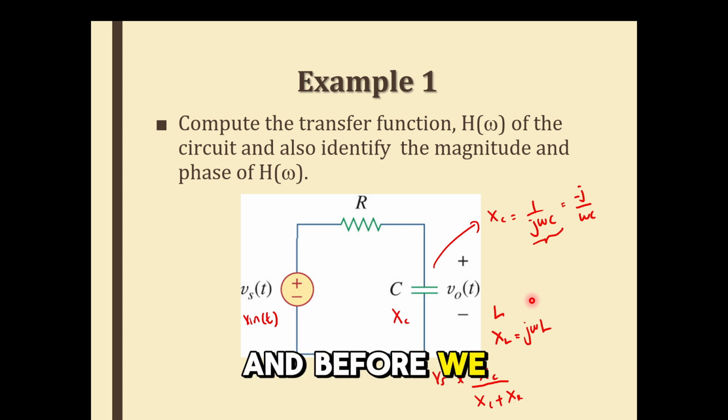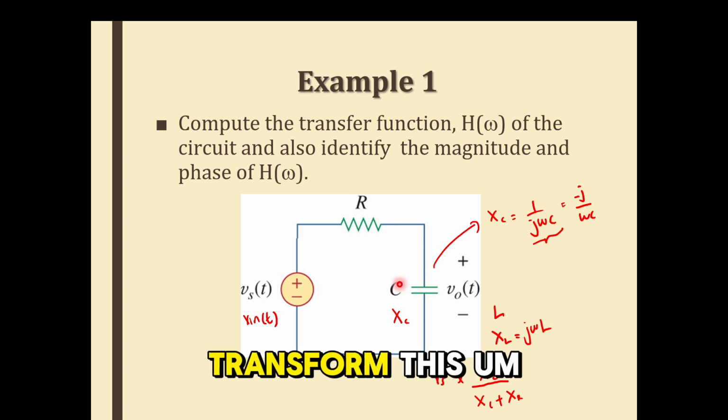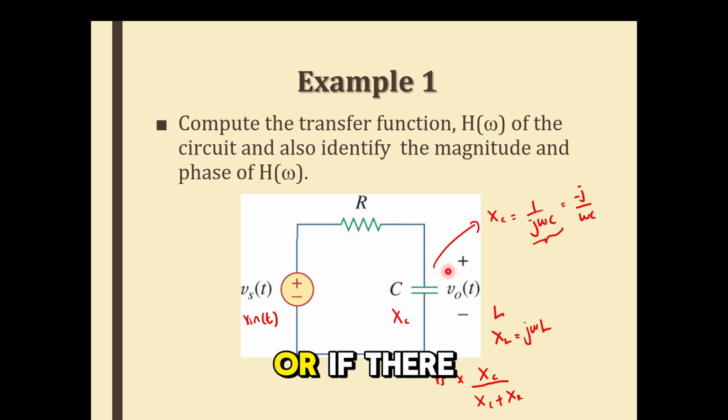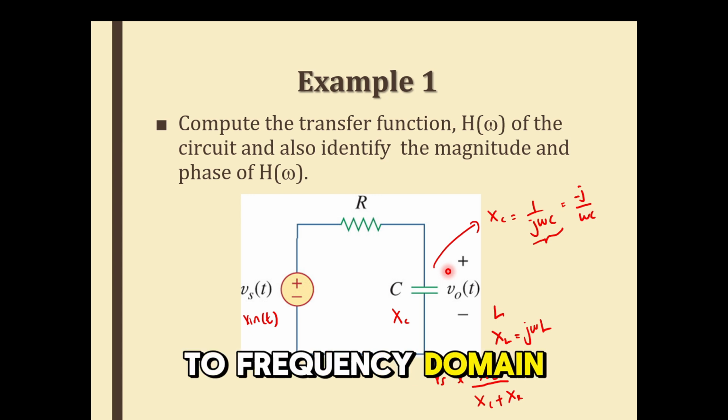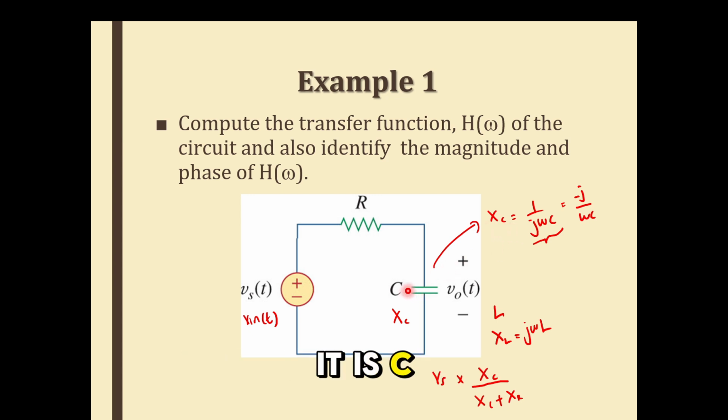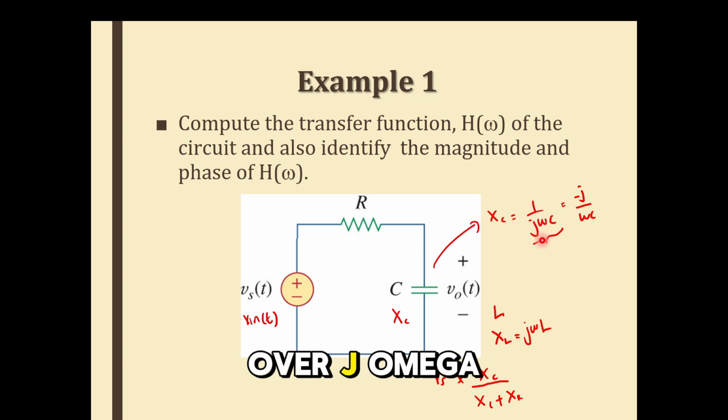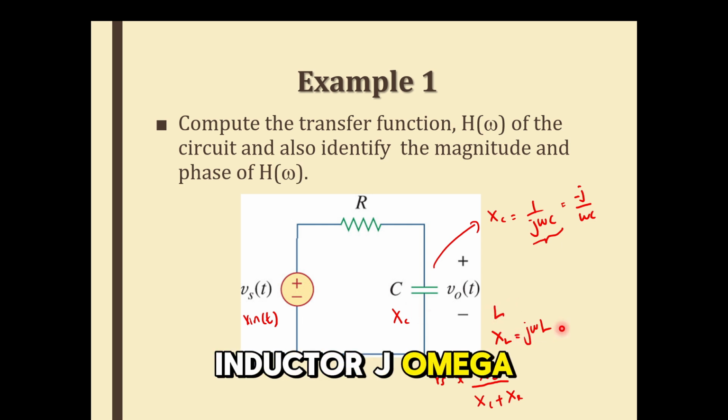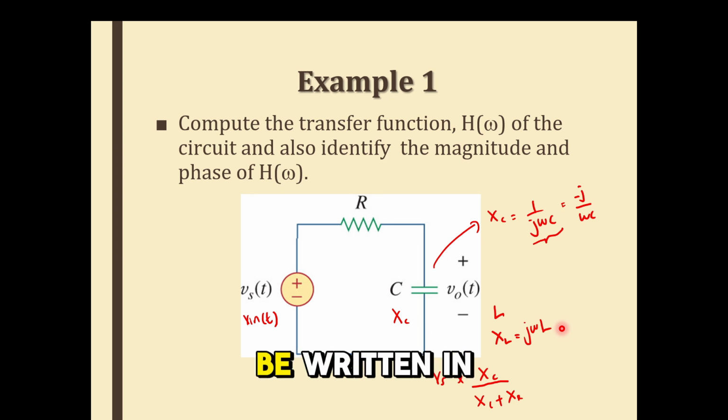And before we dive further into how to get the transfer function, we will transform the capacitor, or if there is an inductor, to the frequency domain. If it is C, it's actually 1 over jωC, which can be written as negative j over ωC. And if it is L, the inductor, it is jωL. So it will be written in that form.